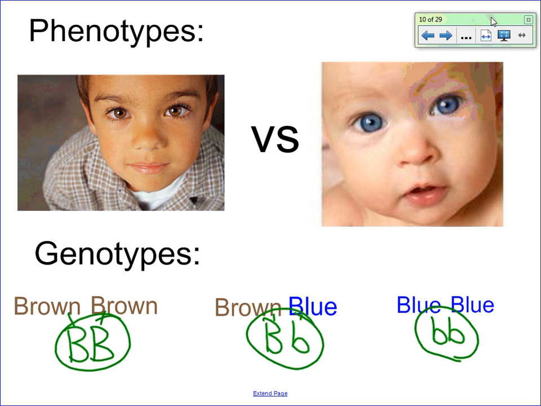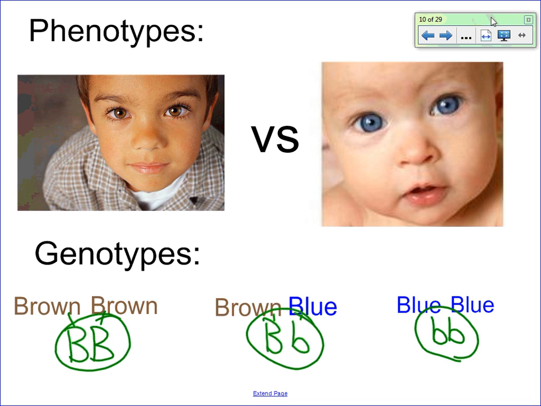The weird one, the first time that people look at it, is always: what happens if you have one brown allele and one blue allele? What we learned, and what we've been practicing for the last few weeks, is that the brown allele is dominant to the blue allele, so that all you see is the brown allele.